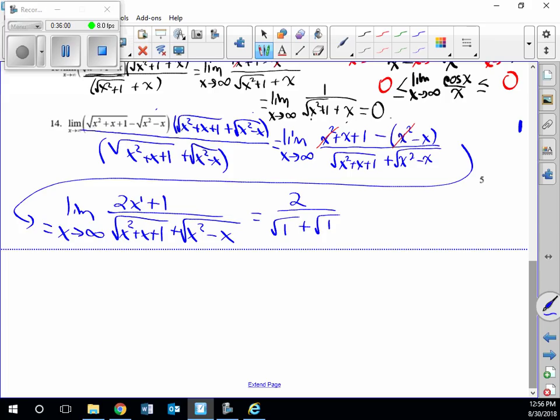But I think this is perhaps the easiest way. So what I'm doing is I'm looking at the coefficient of my x squared terms down there. And as x gets larger and larger, this is going to be getting closer and closer to the square root of 1, and this is going to be getting closer and closer to the square root of 1 as well. So our final limit here is 2 over 2, which ends up being 1.